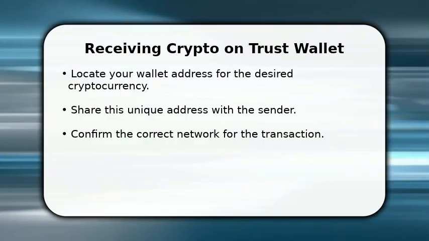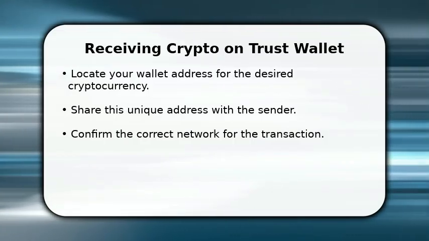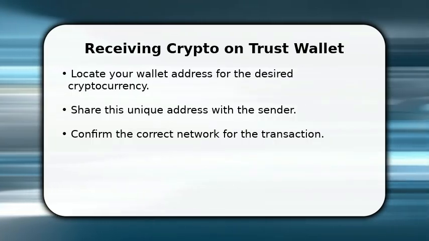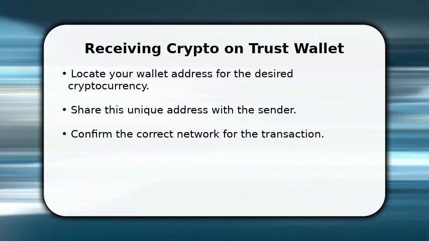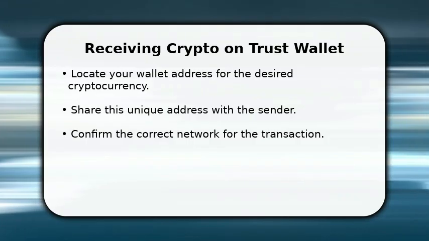In this video, I will explain how to receive money on Trust Wallet. First, open your Trust Wallet application. Then, select the specific cryptocurrency you wish to receive. You will need to find your unique wallet address for that asset. This address is crucial for the sender to send funds directly to your wallet.